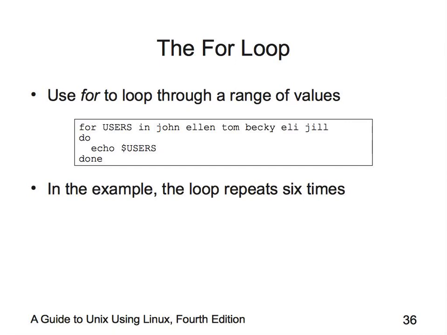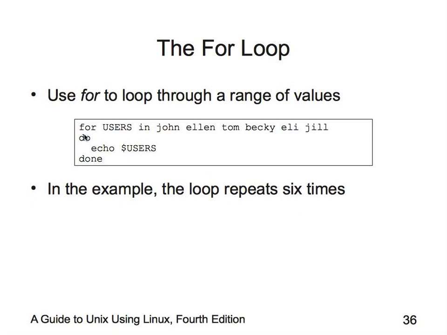A for loop will loop through a range of values. So you will use a for loop when you have a finite list of items that you want to execute on. And when I say finite, does that mean you need to know how many there are? No, finite means that the list begins and the list ends somewhere. And for each item in that list, you're going to execute the code. For example, in this code segment, it says for users in John, Ellen, Tom, Becky, Eli, and Jill, do echo users, done. So that's going to basically just print out the username.